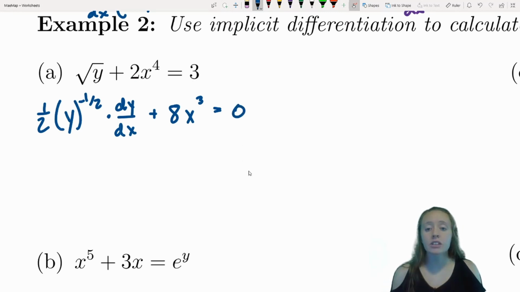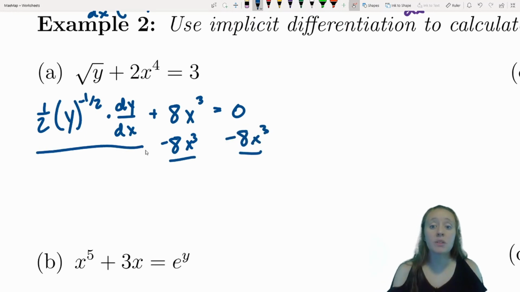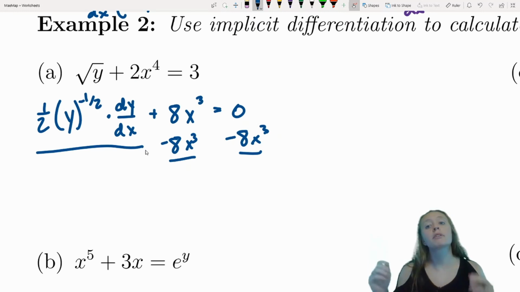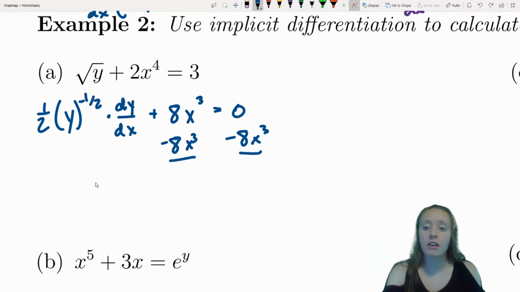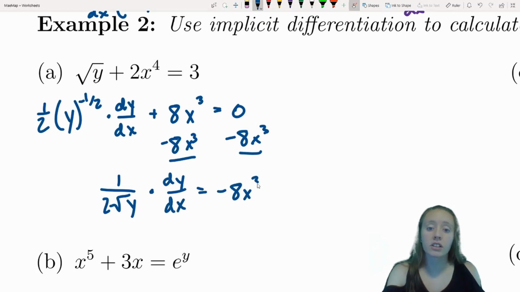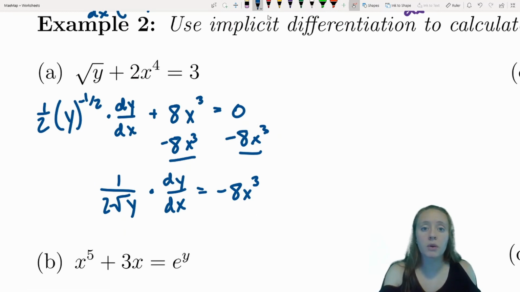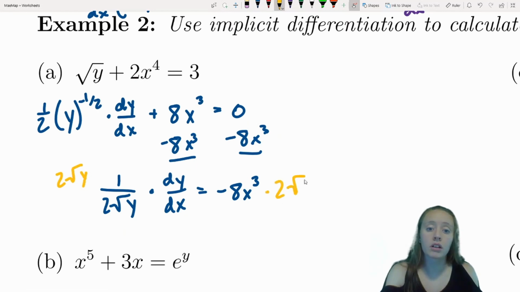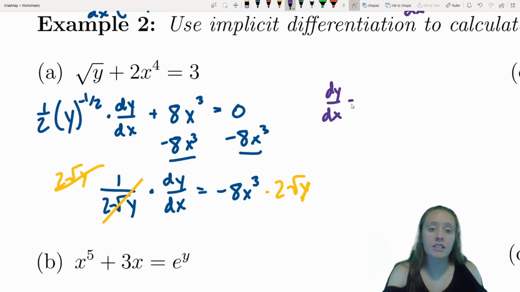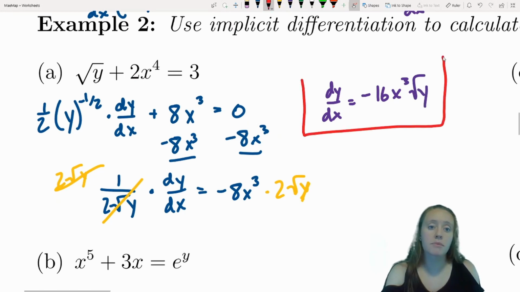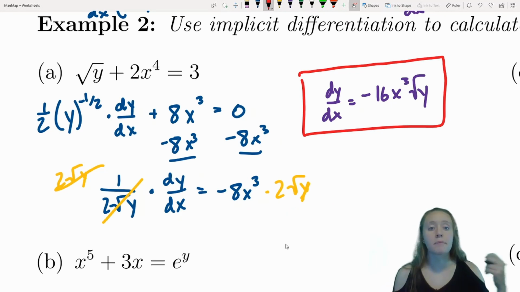Now we're trying to find dy/dx, so we're going to isolate it. And we'll do so by subtracting 8x cubed from both sides. Once we do that, we have dy/dx multiplied to everything on our left-hand side of the equation, so we'll be able to divide by everything it's multiplied to. So let me write this out. I'll have 1/2 y to the negative 1/2, or I'll write this as 1 over 2 root y, and that's multiplied by dy/dx, and that's equal to negative 8x cubed. So what I'll do now is multiply both sides of my equation by 2 root y. And when I do so, my 1 over 2 root y cancels out so that I isolate that dy/dx. So dy/dx is equal to negative 16x cubed times the square root of y. And all I did at that last step was combine my negative 8 and 2.